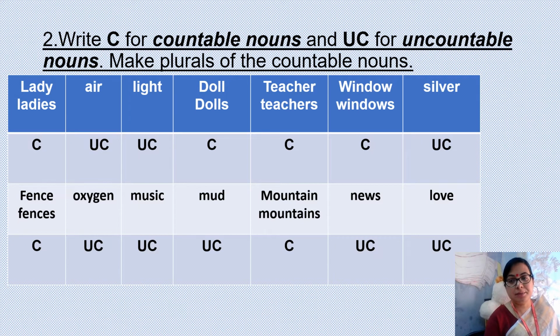Moving on to exercise number 2. Write C for countable nouns and UC for uncountable nouns. And you have to make plurals of the countable nouns. Now, lady, countable, and the plural word is ladies. Air, uncountable. Light, uncountable. Doll, countable, and the plural is dolls. Teacher, countable, plural word, teachers. Window, countable, plural word, windows.